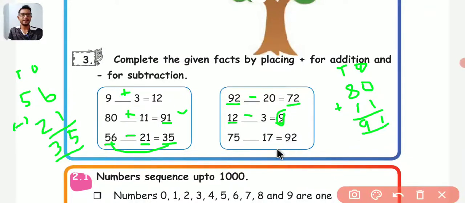So now you compare this number. 75, 92. The answer is the biggest one. 17, 92. The answer is also the biggest one. So in this case you have to put the plus symbol. That's all, students. I hope you understand.